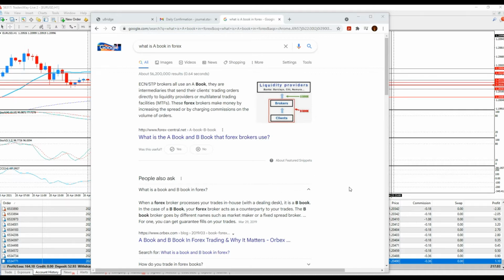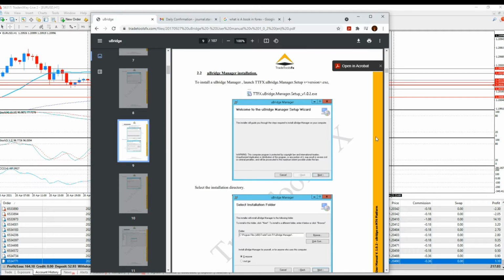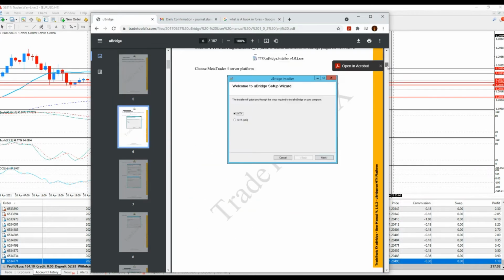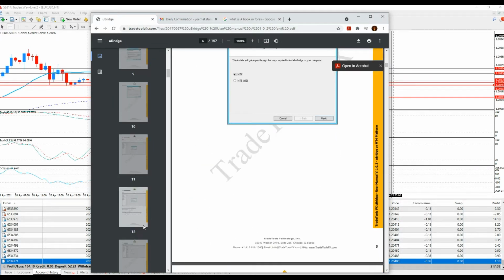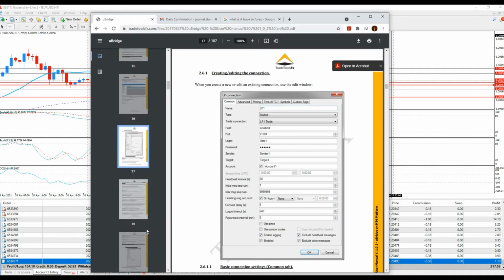So let's see. The first thing we need to talk about is, let me show you this. This is Ubridge, or Ubridge Manager. I don't know if that's a company, but it's Ubridge on the MT4 platform. This is a user guide, or a user manual. If you go through this user manual, you'll notice that there are several tools that the broker has. They have a manager, or they have their own platform. So they know everything about everything.